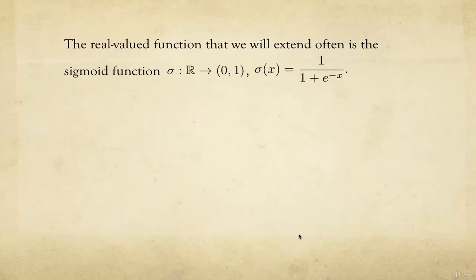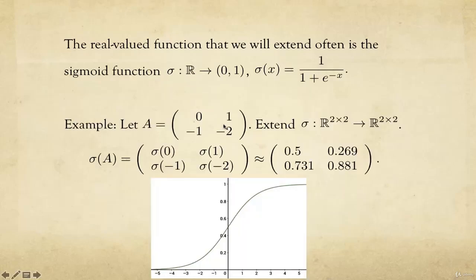So for example, we saw the sigmoid function, and we can extend it. If we have a 2x2 matrix, then we can extend sigma into a function from R2x2 to R2x2. And the way we do it, we're just going to do it component-wise. So sigma of A is sigma of 0, sigma of 1, sigma of -1, sigma of -2, and that's the output. It takes a matrix and outputs a matrix of the same dimension. Sigmoid won't change the dimension.